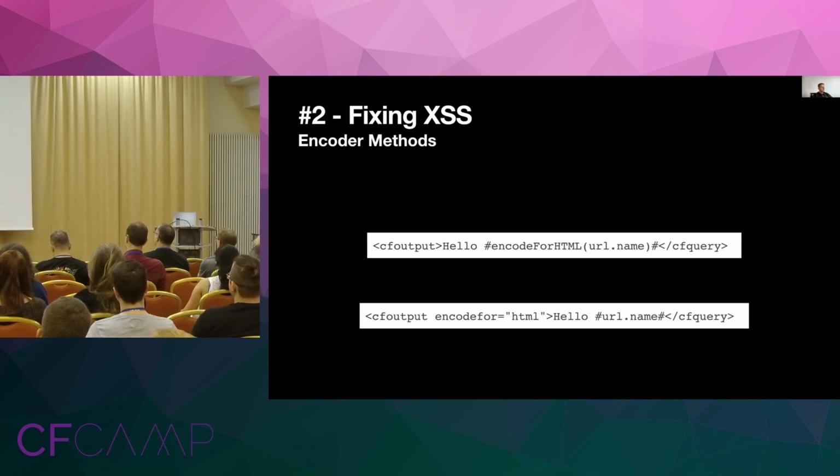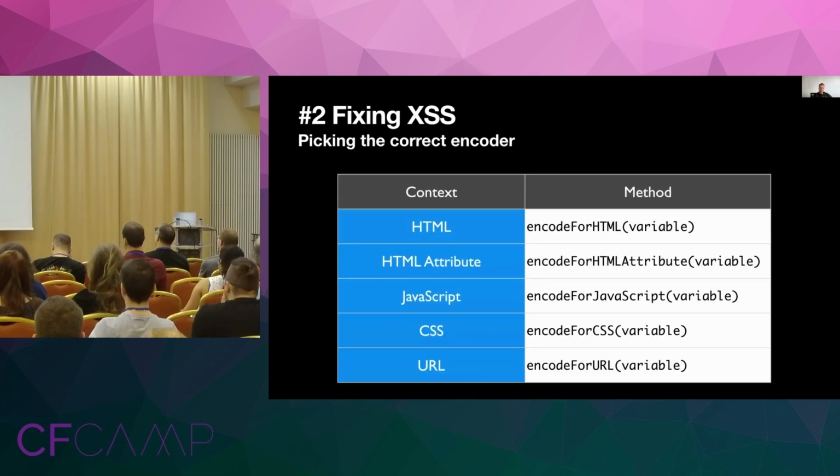So what you want to do in that case is replace with encode for HTML, or if you have a lot of variables within a CF output tag, you can use the encode for attribute and set it to HTML. And those two statements are equivalent there. Now, the thing to be aware of is it depends where you're outputting the variable, what the context of it is. So if it's in the HTML, essentially inner HTML, like inside of a tag body, then you want to use encode for HTML. If it's inside of an attribute, then you want to use encode for HTML attribute.